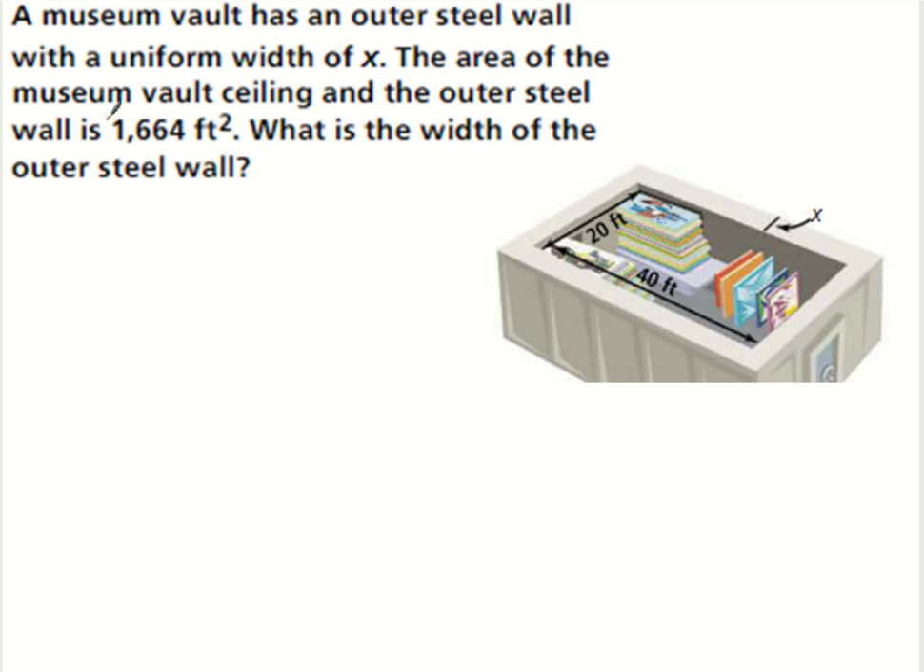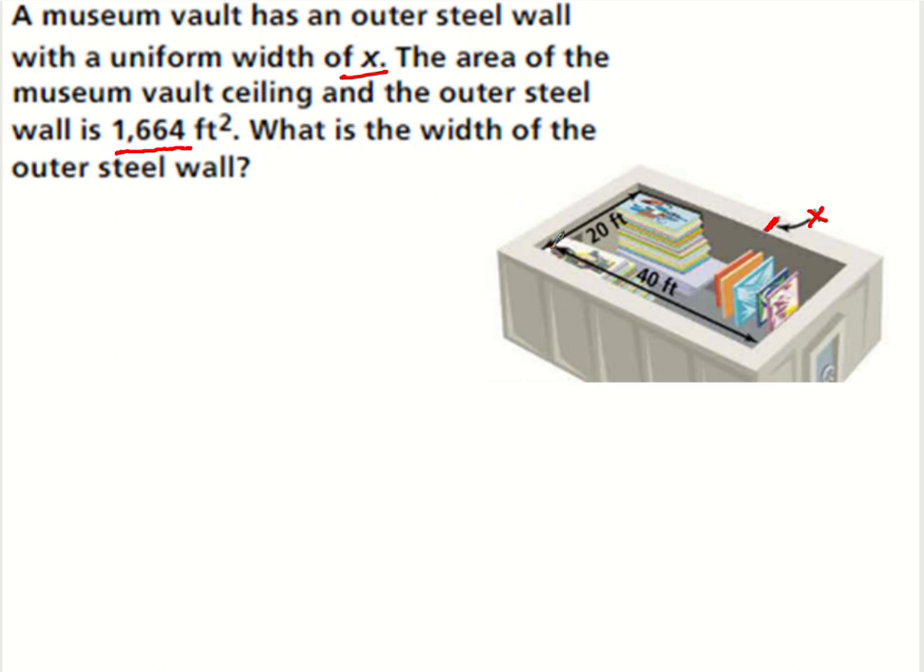A museum vault has an outer steel wall with a uniform width of X. Okay, so here's that uniform width right here. So this right here is X. The area of the museum vault ceiling is 1,664 feet. What is the width of the outer steel wall?